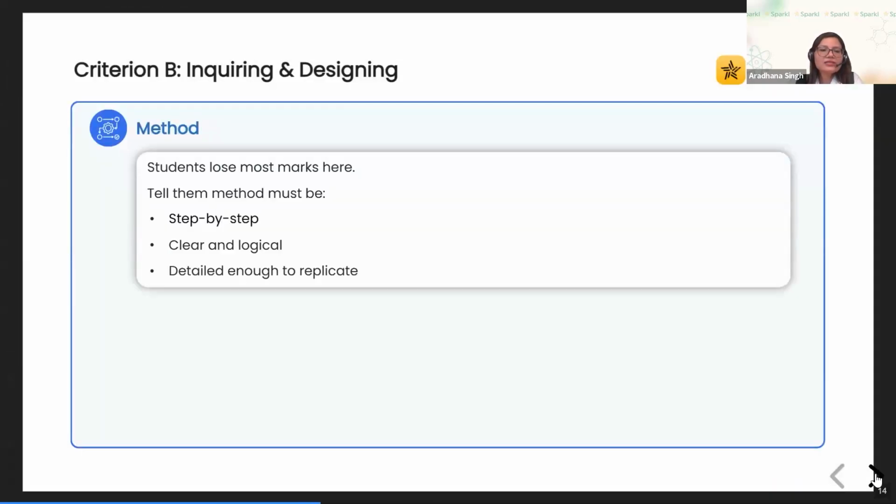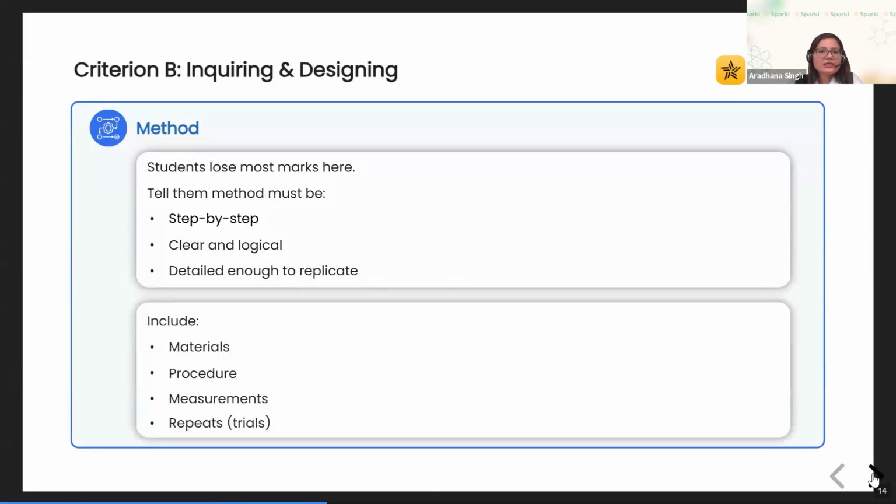Let's go ahead to the method. Step by step, it should be clear and logical, as we have discussed. Detailed enough to replicate. Again, it should be replicatable, or reproducible. And what should a good method include? Materials, that we discussed for the Ohm's law setup. Procedure, what you are measuring in steps 3 and 4. And repeating the number of trials in step 5, that for one voltage, we need to repeat the data for current, at least 3 trials.